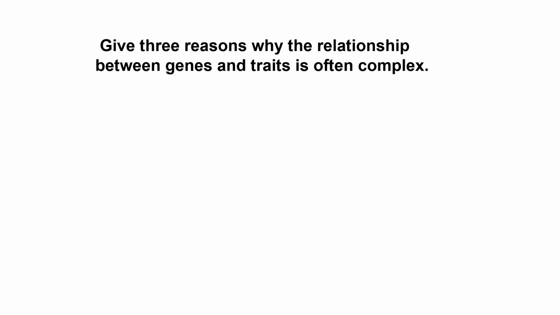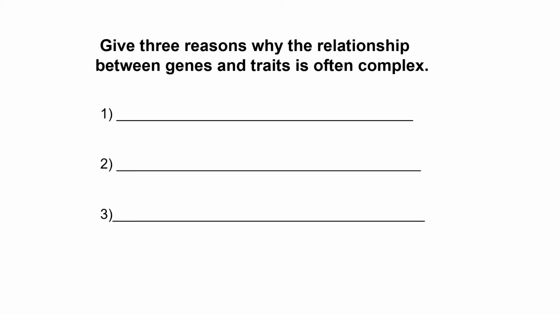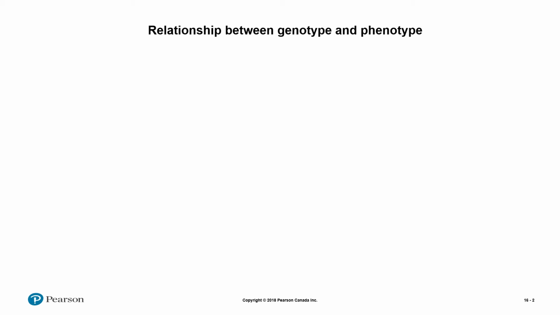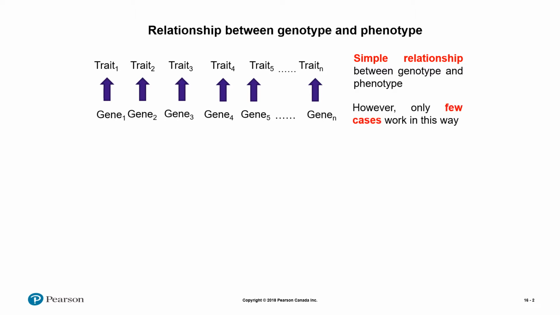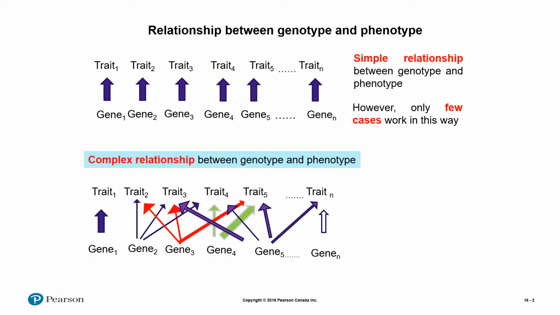So now I'm going to give you some of the answers. Okay, give 3 reasons why the relationship between genes and traits is often complex. So we covered that. If you remember, we talked about how the relationship between genotype and phenotype is not as simple as we expect. This simple relationship, when you have one gene and one enzyme or one phenotype, hardly ever takes place.